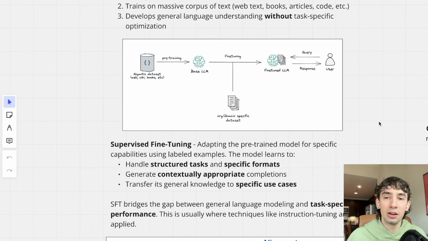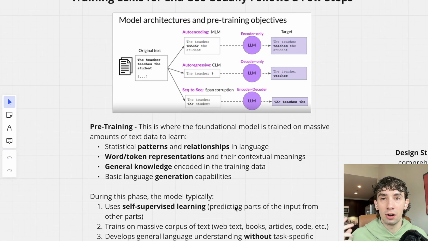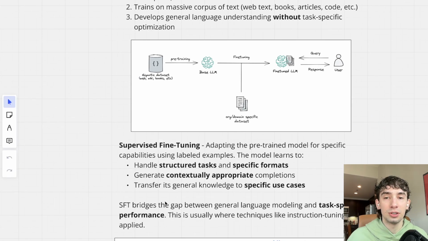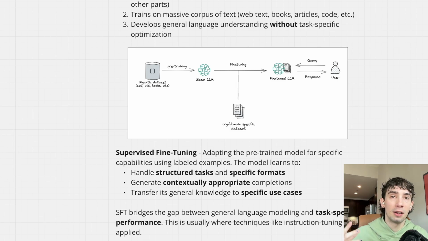The big one-liner about supervised fine-tuning, or SFT, is that it bridges the gap between general language modeling, which is what our pre-trained language model is meant to do, and actual task-specific performance. During supervised fine-tuning is usually when we are adapting this pre-trained model for different specific capabilities. This can be things like handling structured tasks or specific formats, like taking our base language model and then instruction tuning it so that it can follow question and answer flows or chat flows.